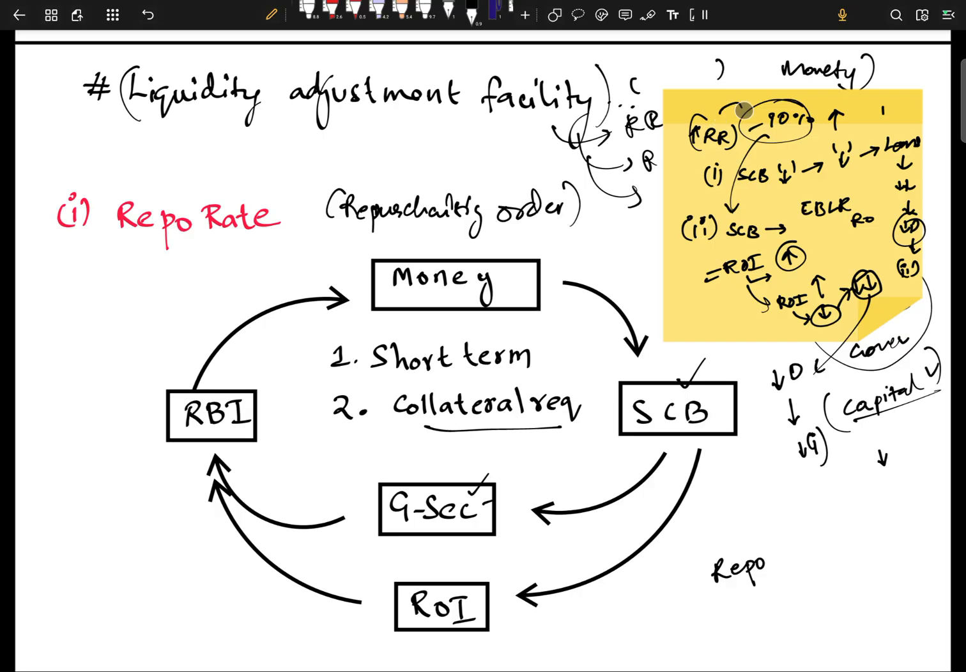If the RBI decreases the repo rate, what happens? Banks are encouraged to take more loans because the interest rate is too low, and the rate of interest that the banks are going to give to the consumers is also low. So the people and the companies are also encouraged to take more loans. More loans means more money that they can spend. More money that they can spend means what? More demand in the market. More demand in the market means more inflation, right?